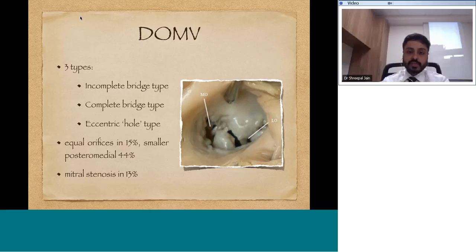Majority of the cases of double orifice mitral valve are associated with unequal orifices, and amongst them the most common is the variant where the posteromedial orifice is smaller in size. Very rarely, that is 15% of the cases, the orifices could be equal. Again, double orifice mitral valve presenting as mitral stenosis is uncommon, presenting in only 13% of cases. Majority would present with mitral regurgitation or a normally functioning mitral valve.